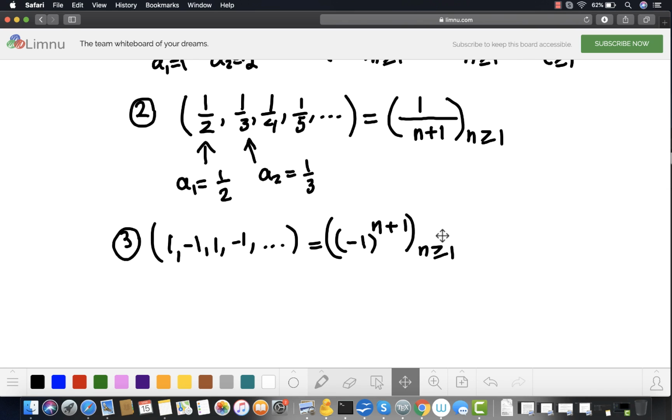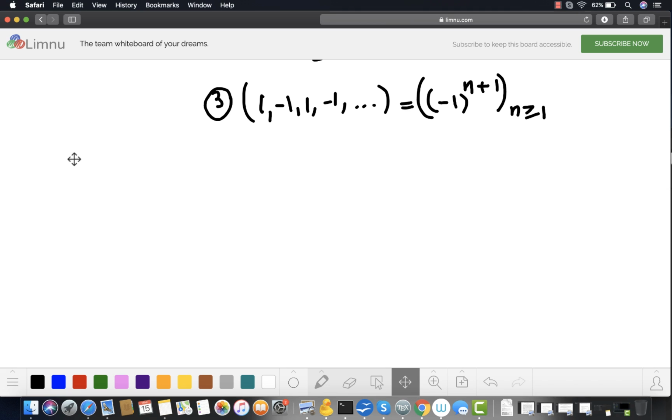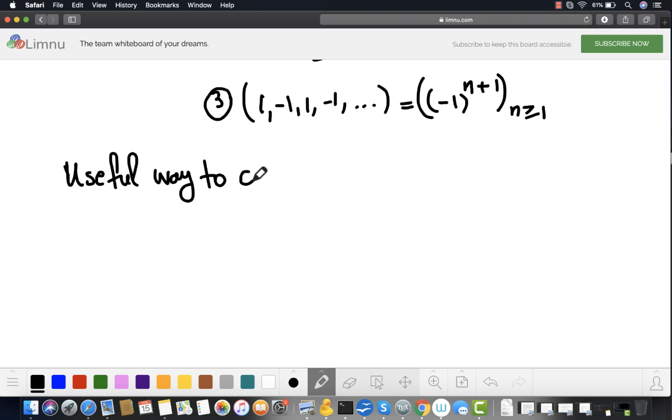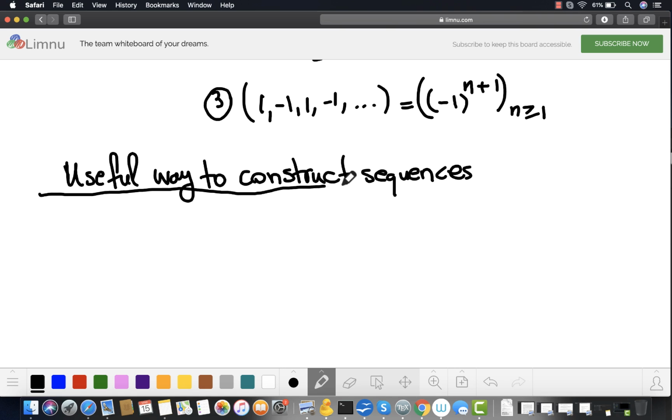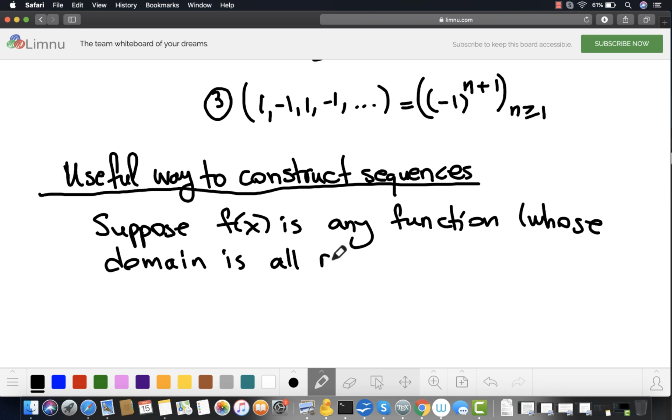So what is another way to construct sequences? Another way to construct sequences is using functions. A useful way to construct sequences would be as follows. For example, we can have a function f, any function we like. So suppose f of x is any function, let's say whose domain is all real numbers for simplicity.